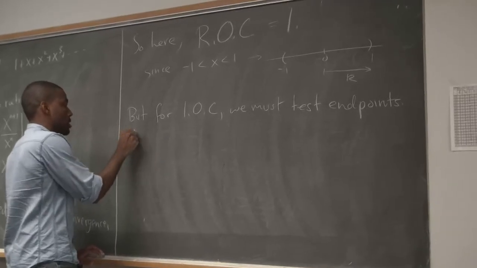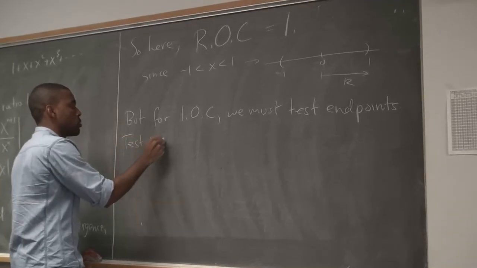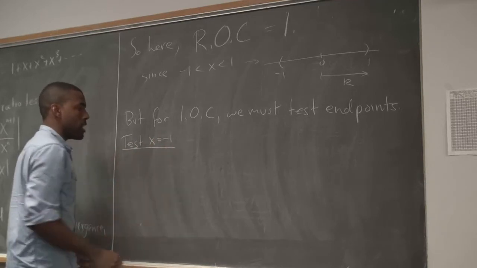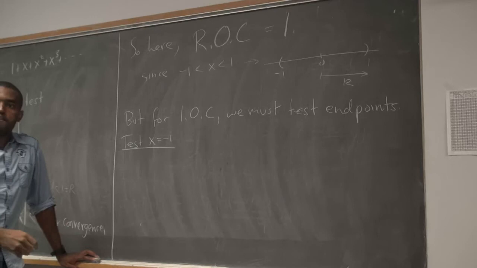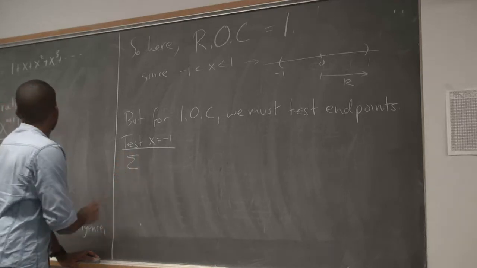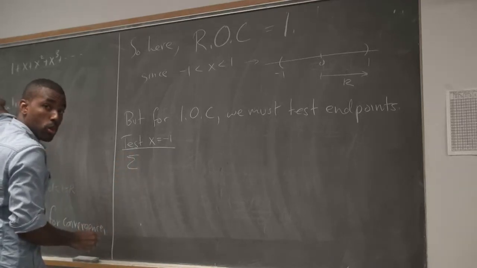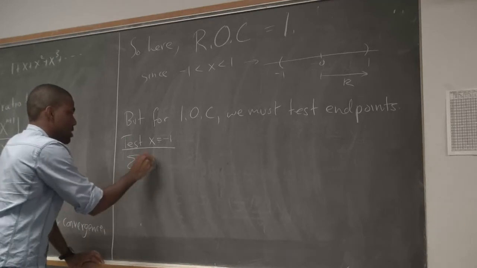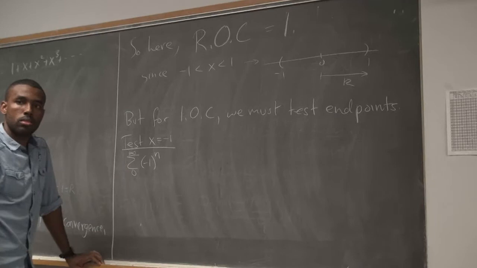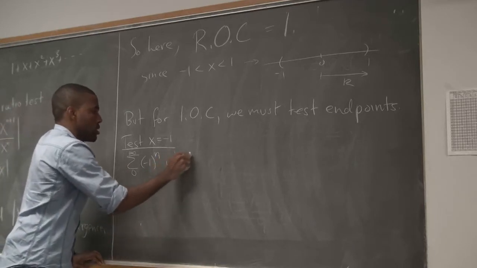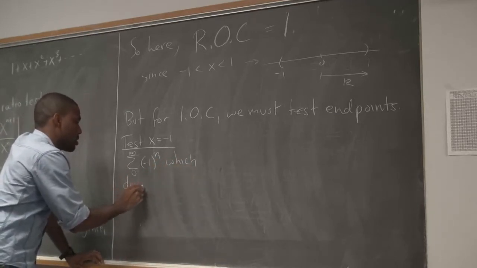So here, let's test the first endpoint, x equals minus 1. If x equals minus 1, what is the series that I get? Just replace x with minus 1. That's just the series of minus 1 to the n, which diverges by what test?